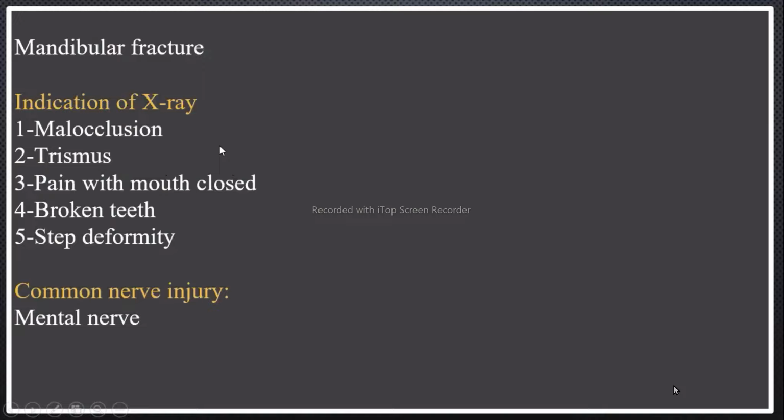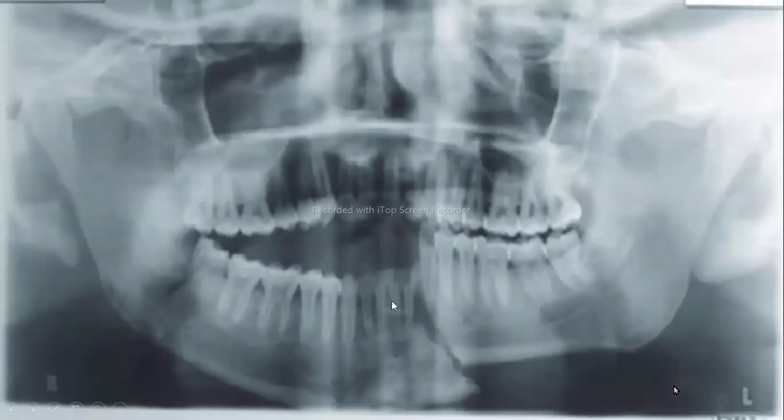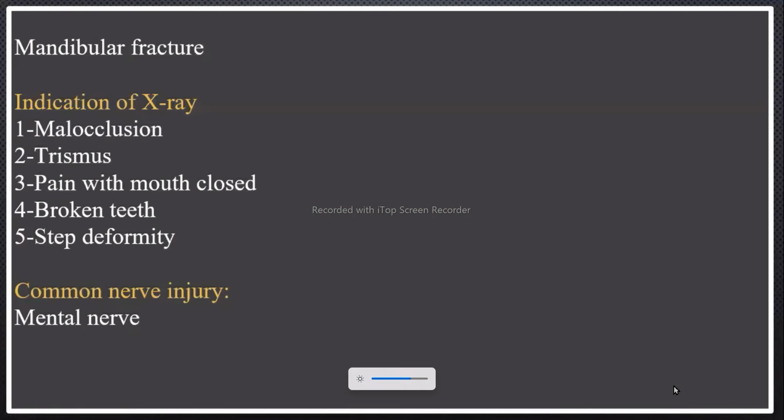When to do X-ray for the mandible? Any patient with head injury, you will do mandibular X-ray? No. 5 points only. If you ask the patient to close his mouth and you see malocclusion, it's not occluding properly. If you find trismus, he cannot open his mouth. If he has pain when he closes his mouth. If you find broken teeth by inspection. If you find step deformity by palpation. So any of them, you will do X-ray for the mandible.